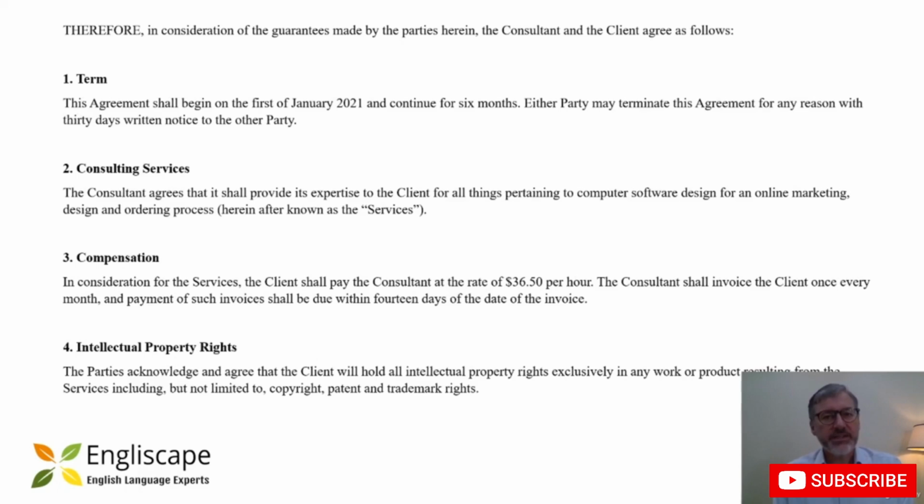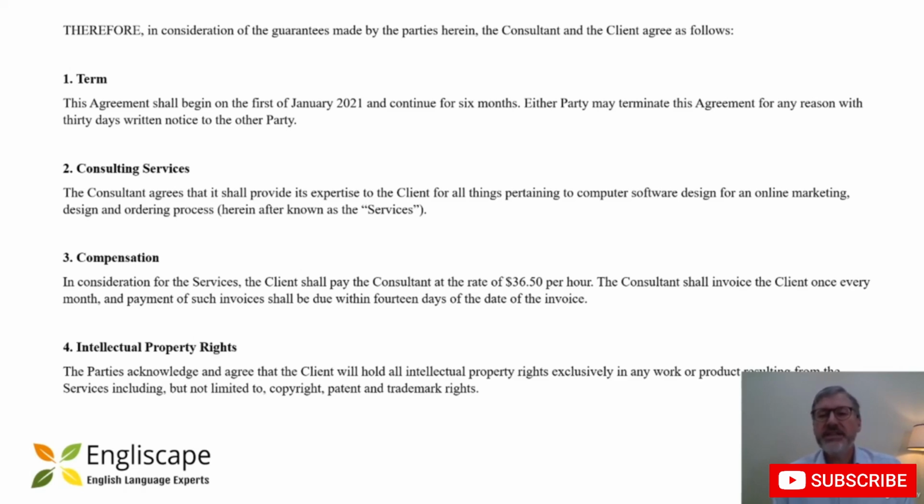We begin the section of articles now. Therefore, in consideration of the guarantees made by the partners herein. Consideration means here about in thinking about or knowing about the guarantees made by the parties herein. The consultant, you know that's Krishna, and the client, you know that's Mitchell's Windows and Doors, agree as follows. 1. Term. Term means a length of time. This agreement shall begin on the 1st of January 2021 and continue for 6 months.